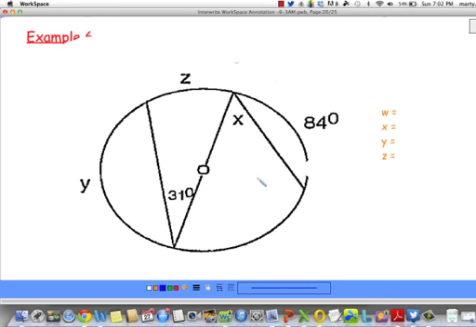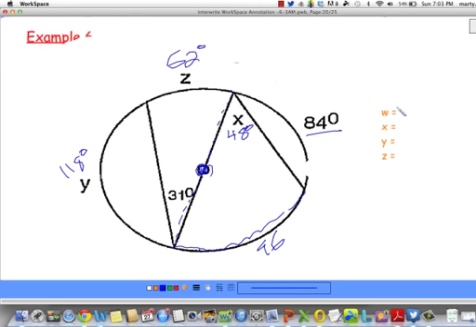Next one, I see 31 times 2 is 62 degrees. I see this as a diameter, which means y is going to be 180 minus 62 degrees, or 118 degrees. I see this as 84 degrees, which makes this arc 96 degrees. Again, look for the center, look for the diameters. 96 divided by 2, 48 degrees.